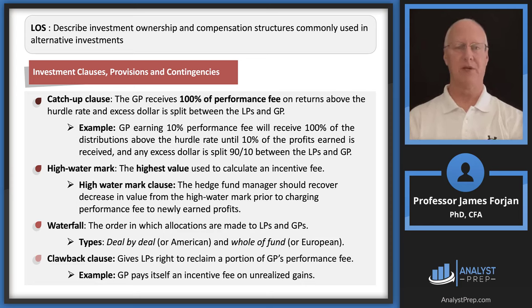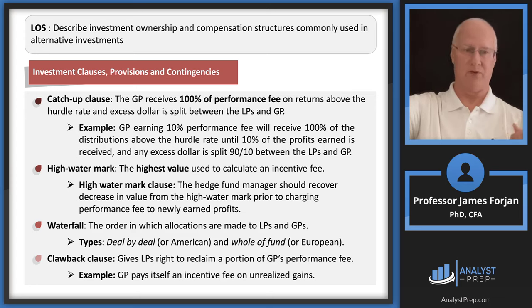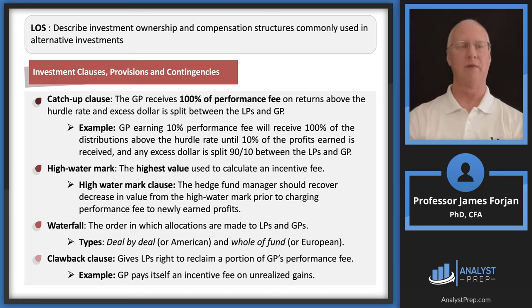A couple of extra definitions: this catch-up clause. 100% of performance fees based on returns above that hurdle rate. And then whatever is over top of that is split. So if I go from $100 to $200 and the hurdle rate is 10%, well, I'll get all of that. And then what will happen is that the other 90% will be distributed. Maybe it's 90-10, maybe it's 80-20, maybe it's 75-25, whatever it is.